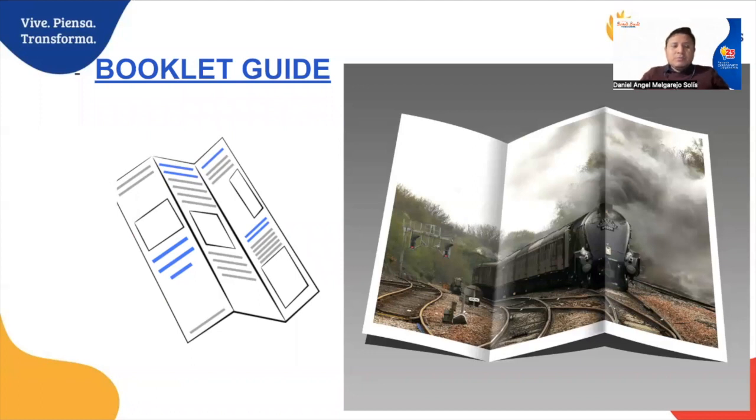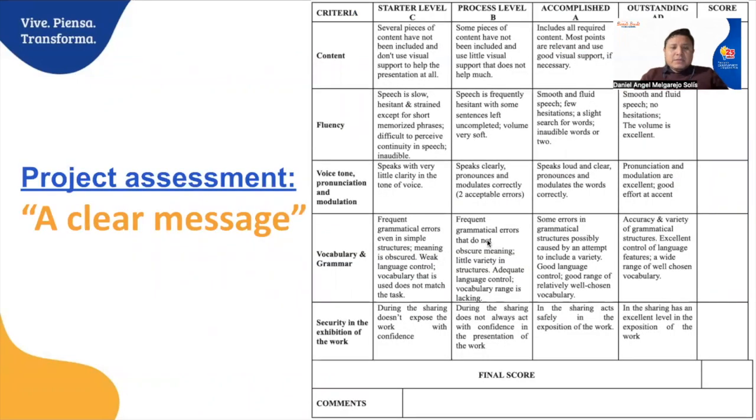The way you will be evaluated is by this rubric. This rubric has this criteria. Your project will be evaluated by the following criteria: the content criteria, the fluency criteria, the voice tone, pronunciation and modulation criteria, the vocabulary and grammar criteria, and the security and the exhibition of work criteria. So you have to be very creative and try to practice the way you lead the play, so every participant could play the game as well.